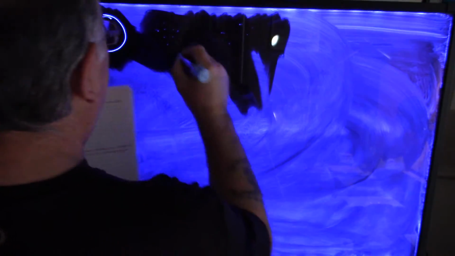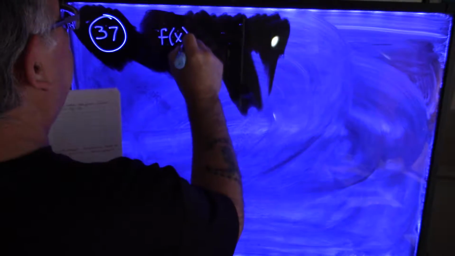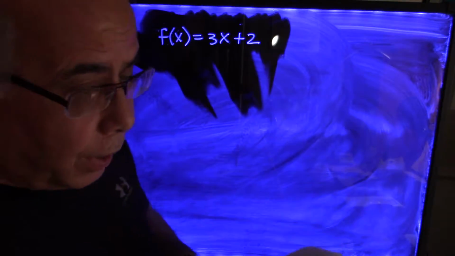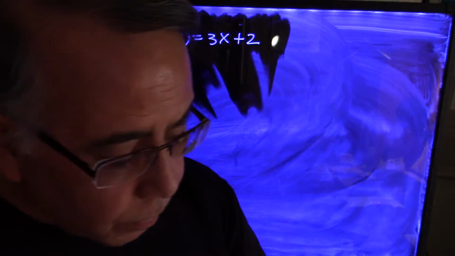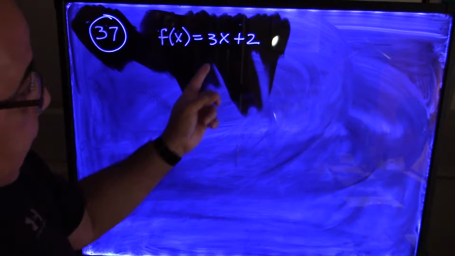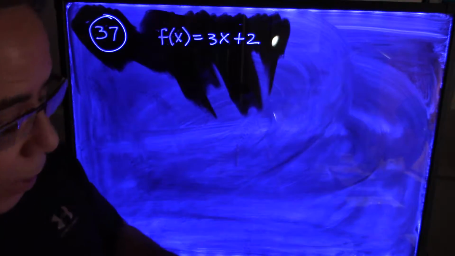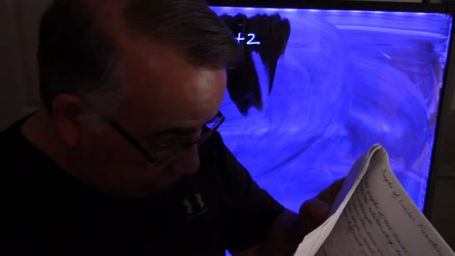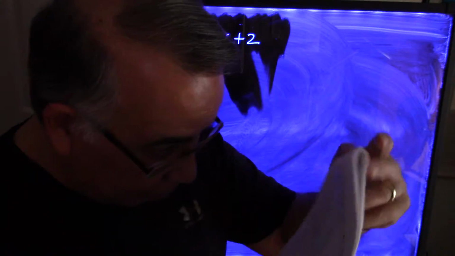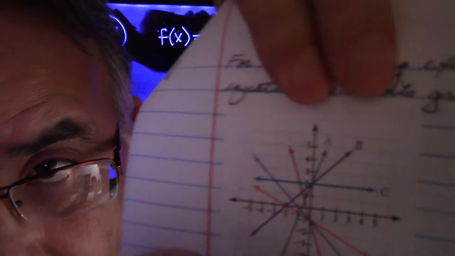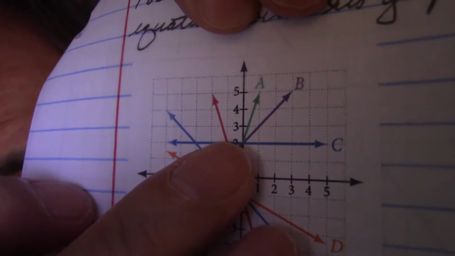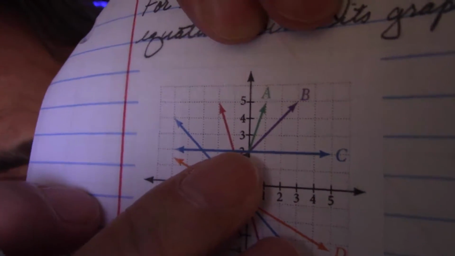Number 37. F of x equals 3x plus 2. Okay, so what we're looking for is a line with slope 3 and a y-intercept at 2. Alright, well, let's see. We've got 3 lines that have a y-intercept of 2. That would be A, B, or C. We already know it's not C. We're looking for a line with slope 3 of those 3 lines. Well, looks like A, doesn't it?